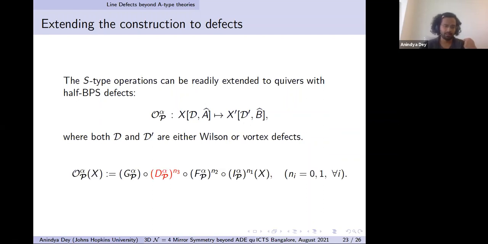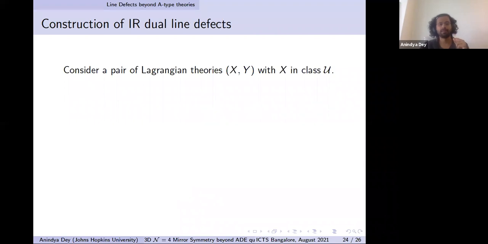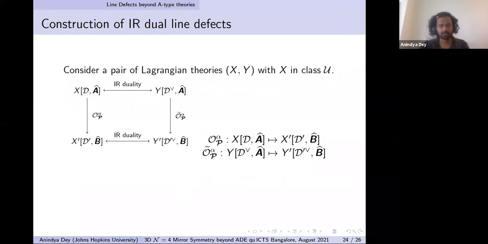And now we define the S-type operations using flavoring, gauging, and identification operations. Now you can also add to it a defect operation, which basically turns on a Wilson or vortex defect for the newly gauged node. Okay, so then the whole prescription that we had just follows through.